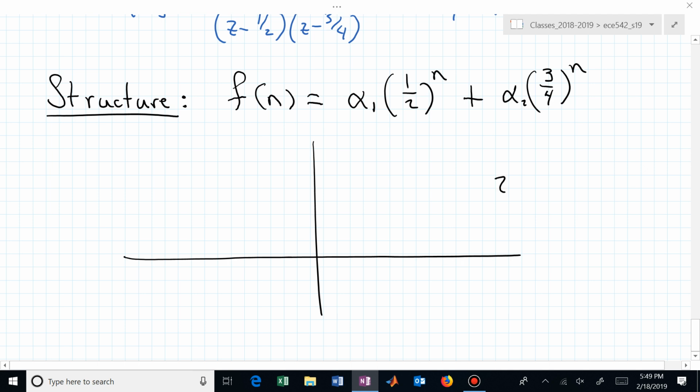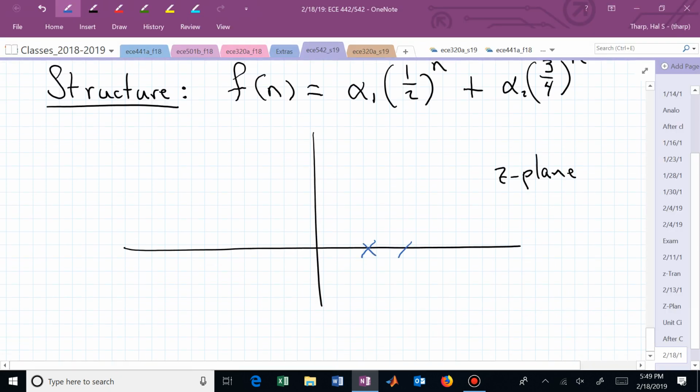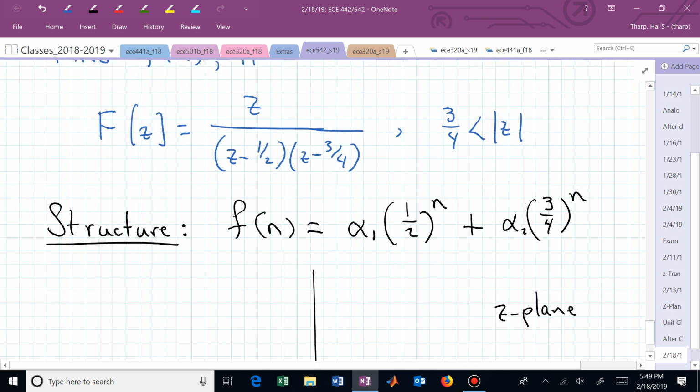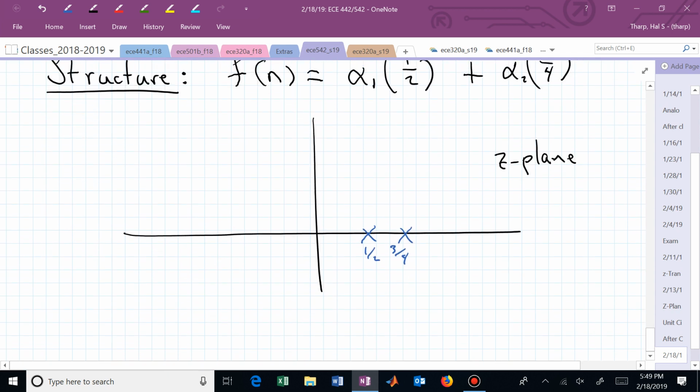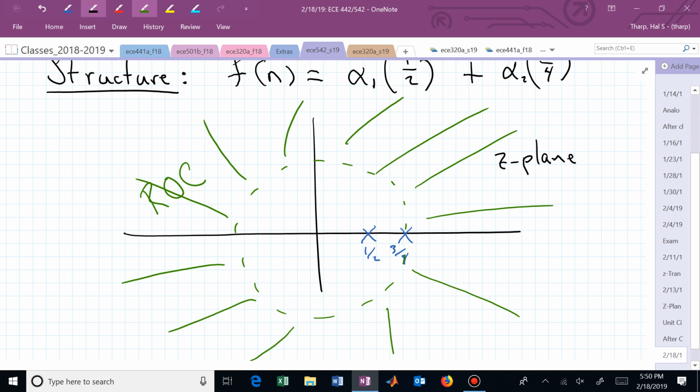So you start drawing. And we now have two poles, one at 1/2 and one at 3/4. And where was our region of convergence? It's outside the biggest pole. Our region of convergence now, that's a circle of radius 3/4, and here is our region of convergence. It's outside of that largest pole.